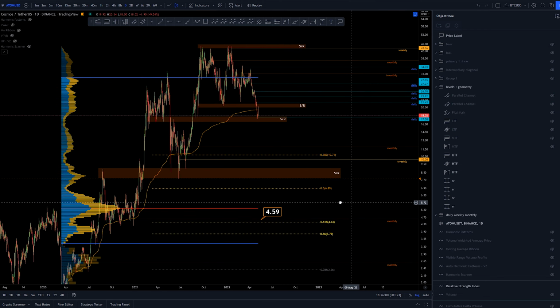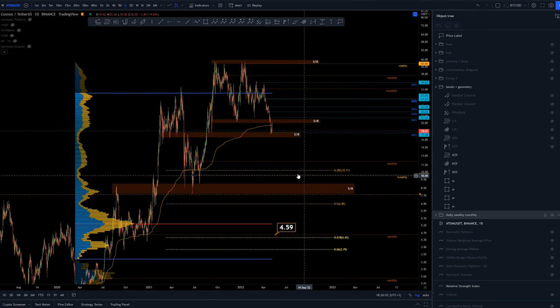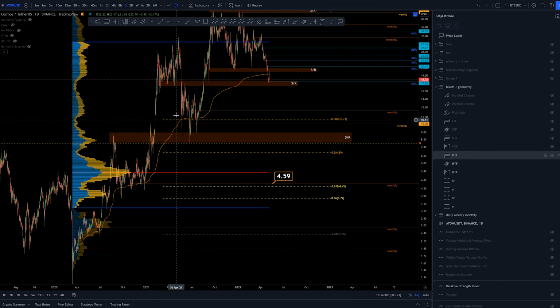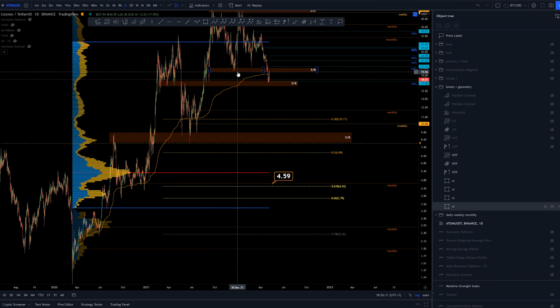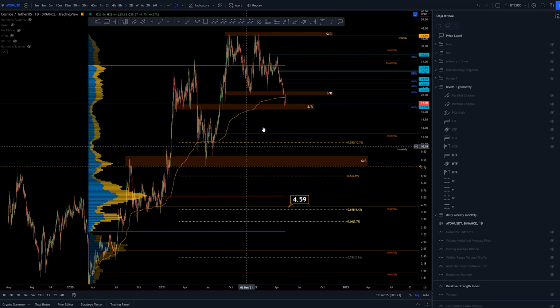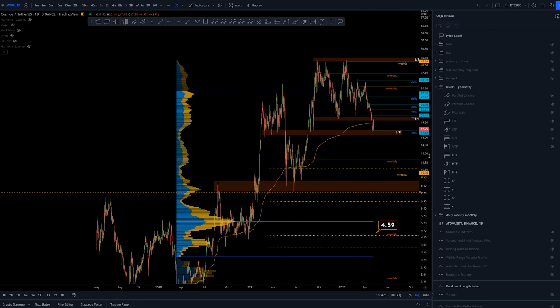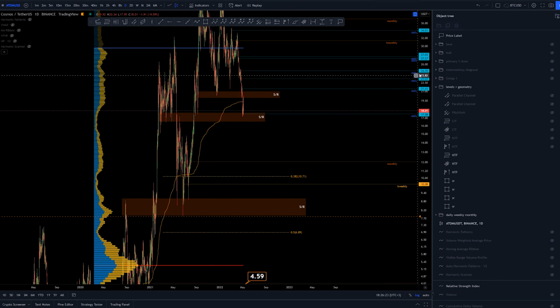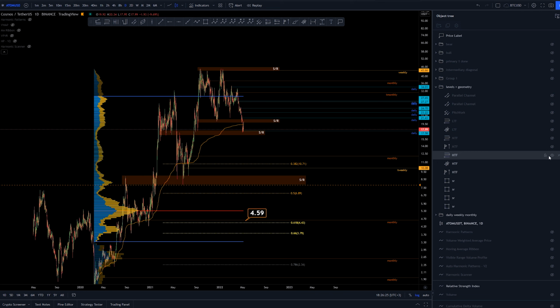Other interesting areas: we can see that the weekly level has been climbing up and has been acting somewhat as a support previously. We've been wicking through it, but haven't been closing below it and using it as a resistance before. This could be the case where we are at the moment if we could do that. So that is something to keep in mind.